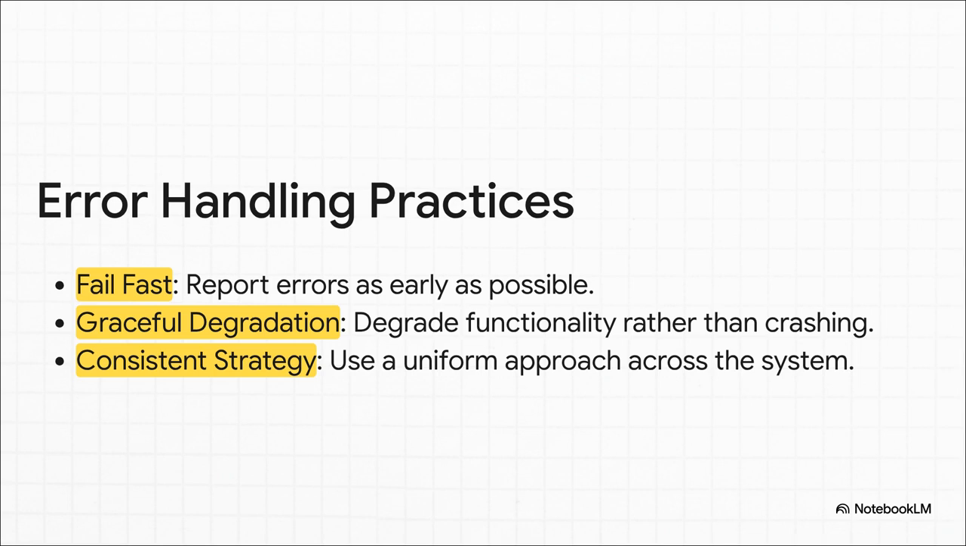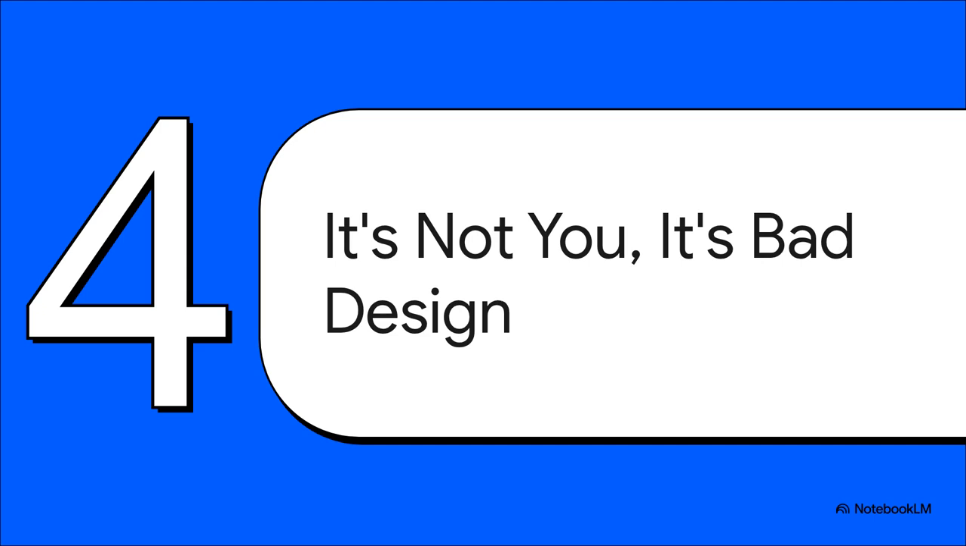Then there's graceful degradation. This just means that if one part of the system fails, the whole thing doesn't just crash and burn. It's why your social media app might show you old posts from its cache instead of just a blank screen when your internet is bad. And finally, a consistent strategy. This is all about building trust, so users aren't confused by 10 different kinds of error messages in the same app.